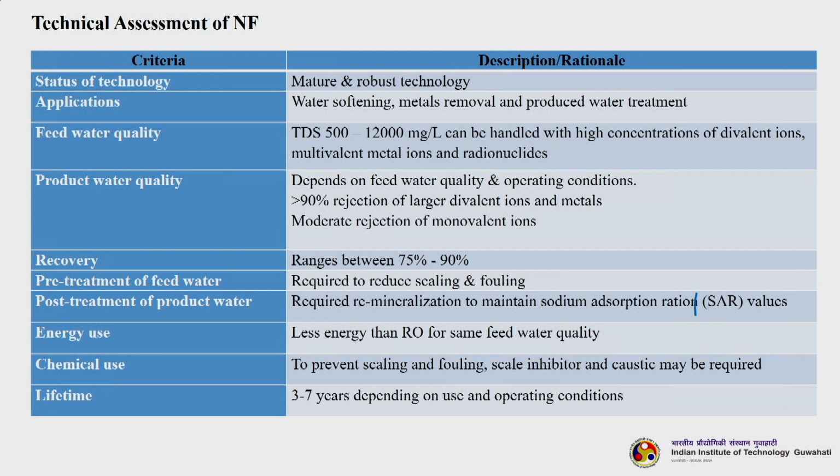Energy use is quite a bit less than RO for the same feed water quality. There is no chemical use, however, sometimes we use anti-scaling and anti-fouling inhibitors, basically caustic and some polymers maybe. The lifetime depends on use and operating conditions, anywhere between 3 to 7 years.